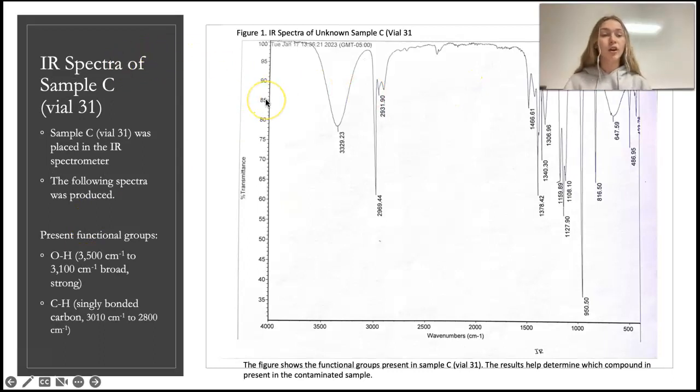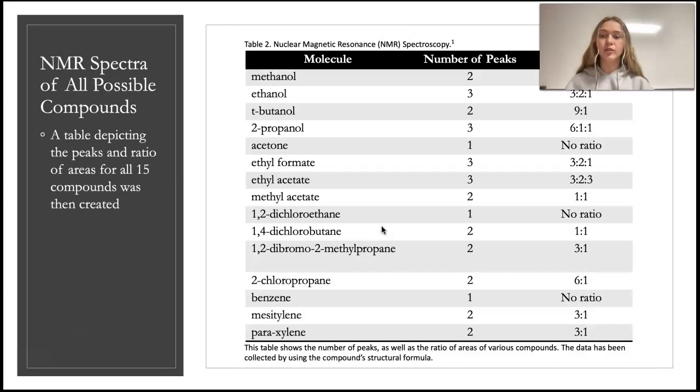So for my IR spectra, in the range from 3500 to 3100, we have an OH group. And then from 3010 to 2800, we have a CH single bonded carbon. So again, as I just mentioned, all of those possibilities, which were 4, are too broad to determine which compound is in sample C. Therefore, we go to the NMR, and that will help us narrow down our choices.